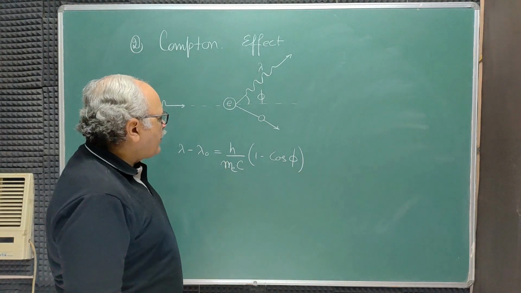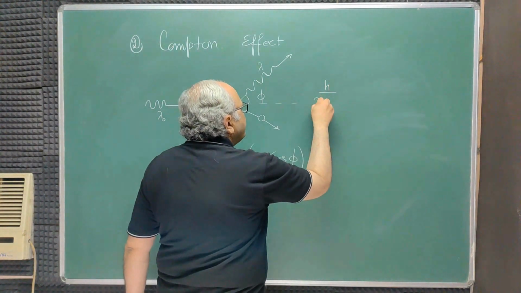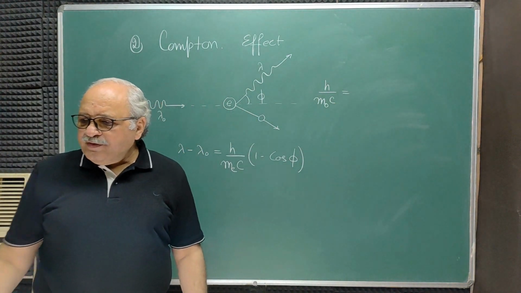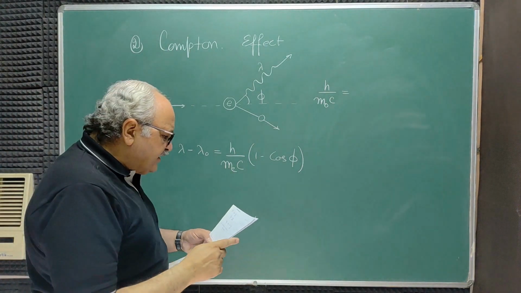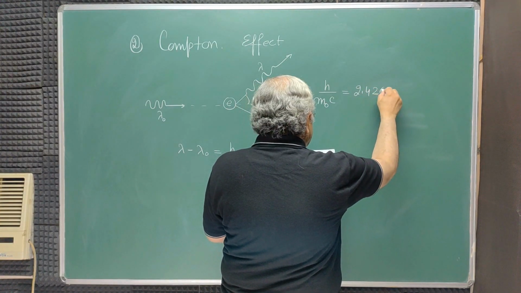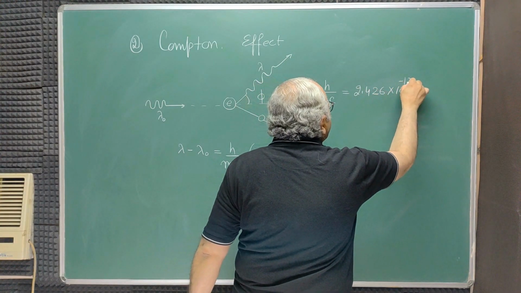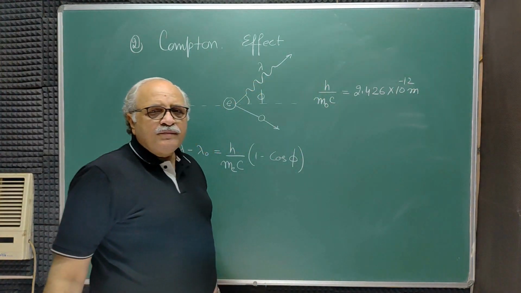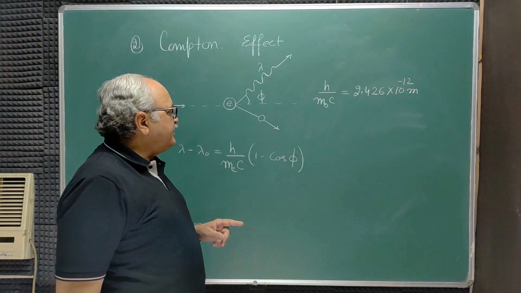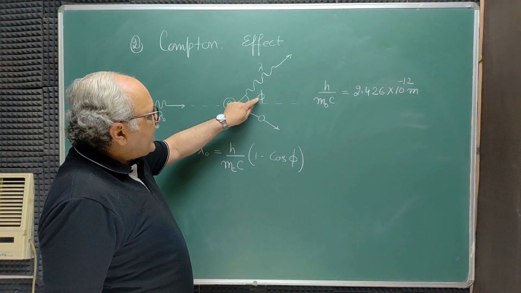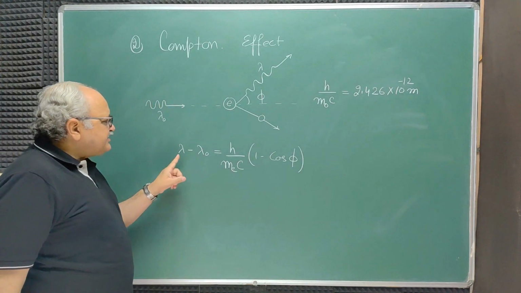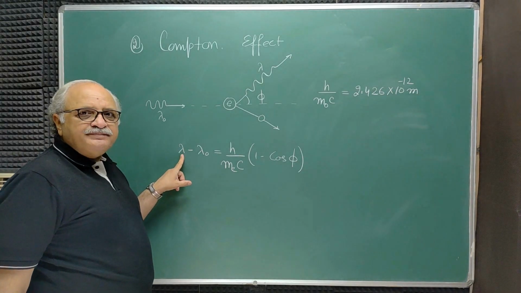In this particular quantity, h by m0c is called the Compton constant, and the value of the Compton constant is 2.426 times 10 to the power minus 12 meter. But in this relation, we have to keep one thing in mind: this scattering angle is for the photon. One more thing, there is always an increment in the wavelength.